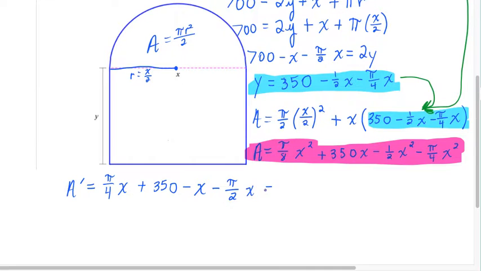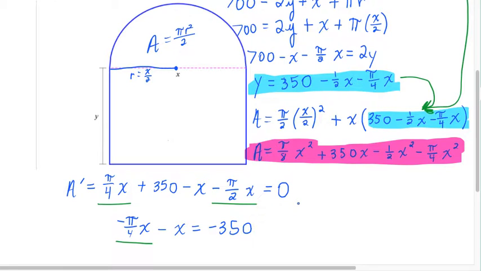We want to find where that equals 0. The only term without an x is this 350. So I'm going to move the 350 over to the right. And let's combine like terms. So pi over 4 x minus pi over 2 x combines to what? Pi over 4 minus 2 pi over 4 is negative 1 pi over 4. So minus pi over 4 x. That's just combining the first and last term there. Then we have this minus x equals negative 350.